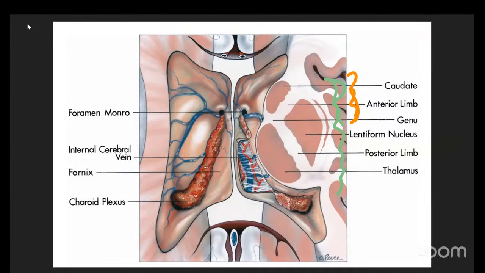Right underneath, we are going to find the internal capsule, the anterior limb, the posterior limb, and the genu. Medial to the internal capsule, we know there are two structures. Anteriorly, it is going to be caudate. Posteriorly, it is going to be thalamus. When I'm saying anterior and posterior, I mean it in an axial direction. So, what does this mean?